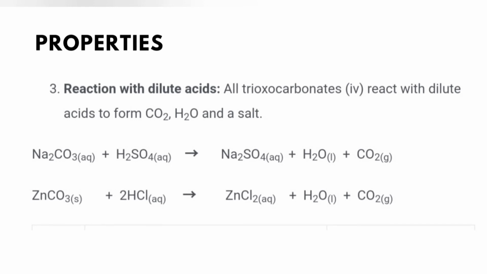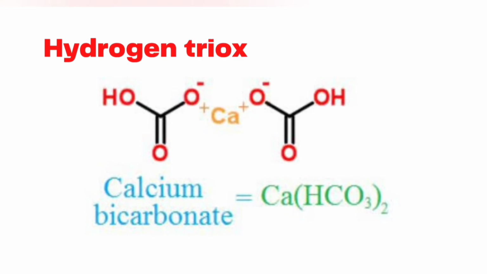Reaction with acids. All trioxocarbonate 4 react with dilute acid to form carbon 4 oxide, water and salt. As you can see there, sodium carbonate combining with tetraoxosulfate 6 acid to form sodium sulfate plus water plus carbon 4 oxide. Then I have zinc carbonate combining with HCl to form zinc chloride plus carbon 4 oxide plus water.